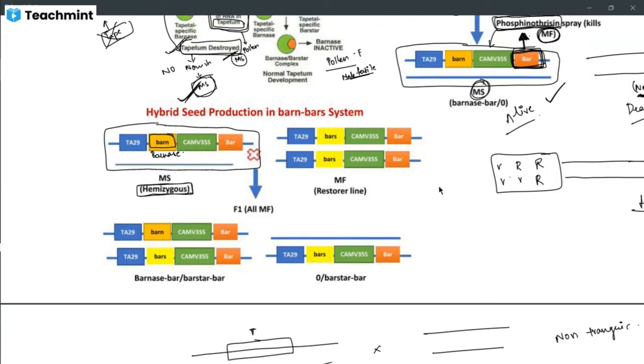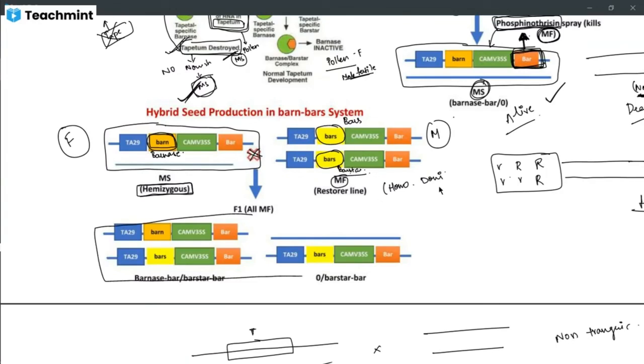Whereas your male fertile line has everything similar to your male sterile line, except that it is in the homozygous dominant condition, which means it is in both the constructs. Am I right? Homozygous dominant condition. Now the Barnase gene has been replaced by a gene named Barstar. Barstar, right? So when you cross between these two, this is your female parent and this is your male parent.